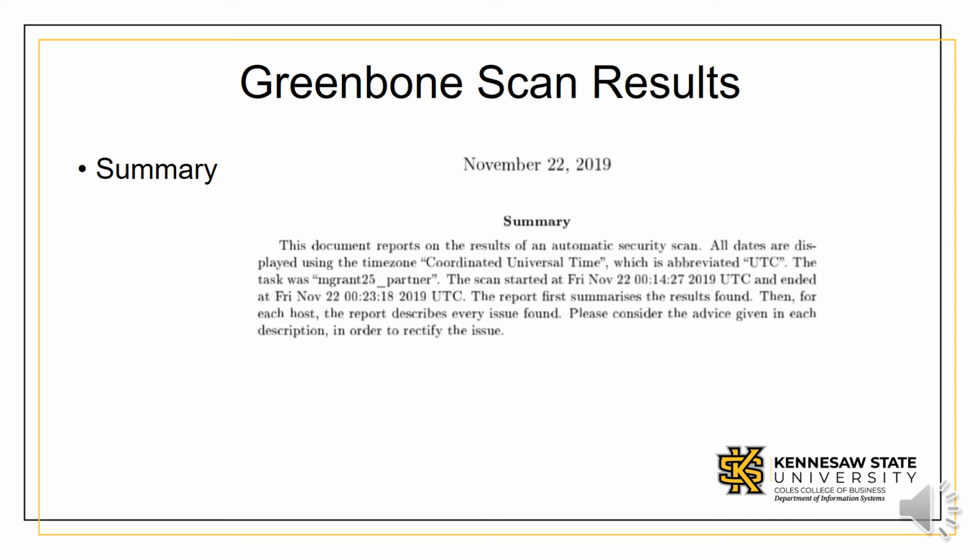Greenbone scan results. Once again, this is the summary of the Greenbone scan results. It lists the task, or the scan, was mgrant25 partner. This was the scan set up for the partner to be able to log in onto mgrant systems and scan the Windows and Linux systems. It states what time and which time zone the scan was conducted and when the scan ended. It also explains that the first part of the report summarizes the results that were found and then explains any issues that were found for each host.